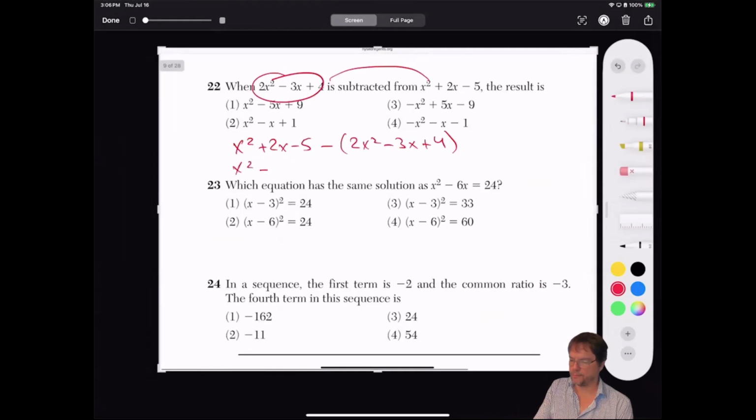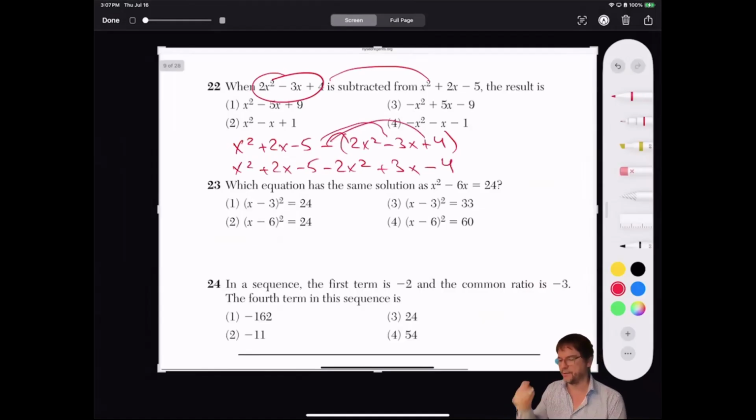x squared plus 2x minus 5. Minus plus is minus, minus minus is plus, minus plus is minus. Is that okay? So minus 2x squared plus x squared is minus x squared. No problem. It's fine, Mom. Okay.